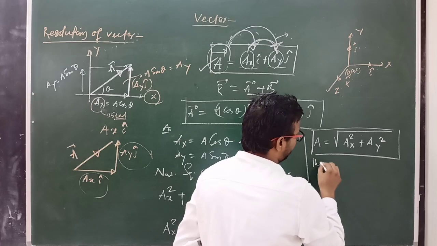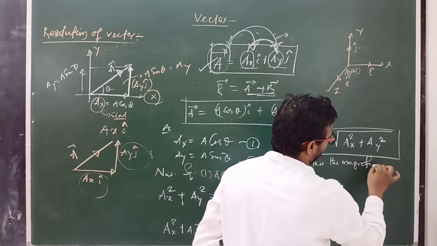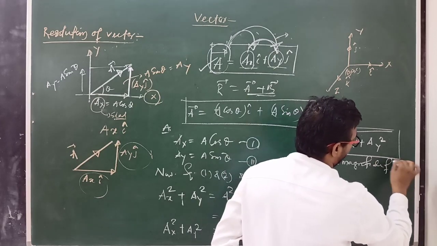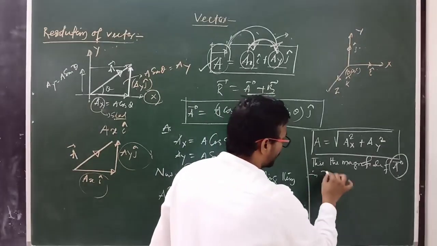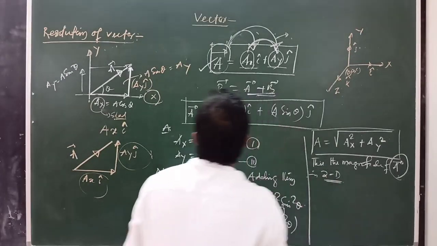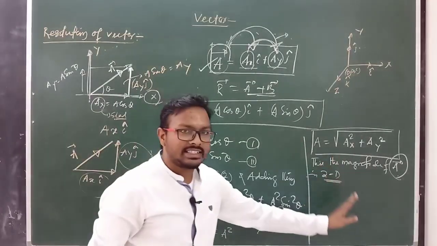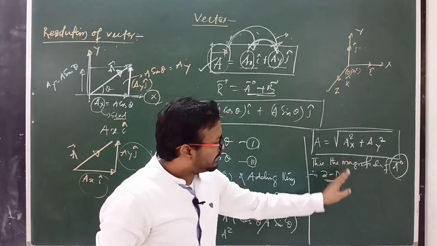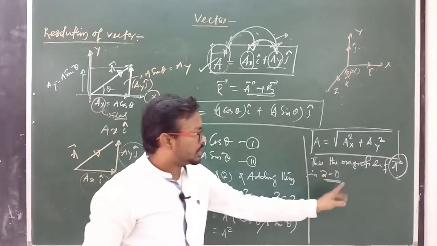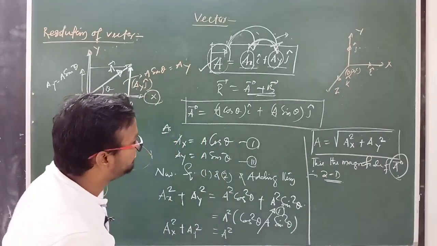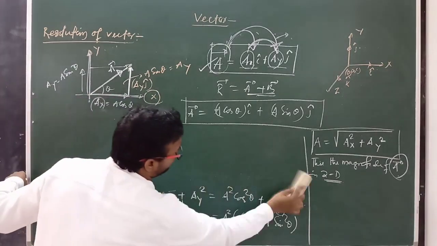So this is the magnitude of a vector in two dimensions, that is x axis and y axis. Clear? We can resolve a vector into rectangular components. Okay, so you can also find the unit vector.